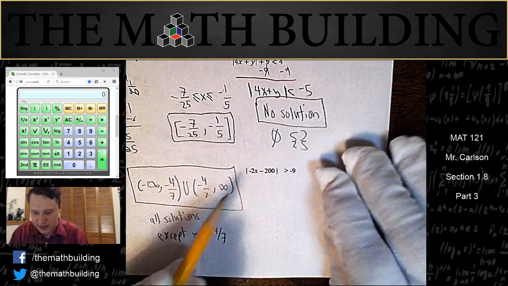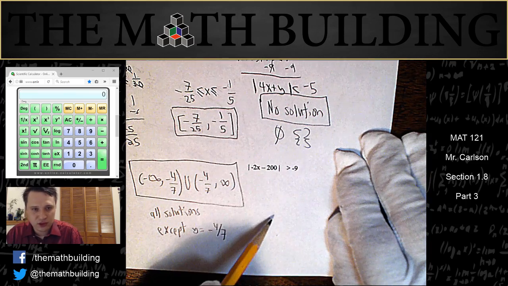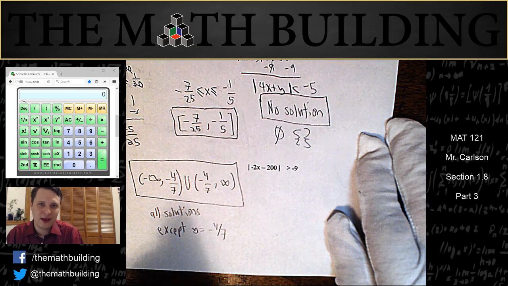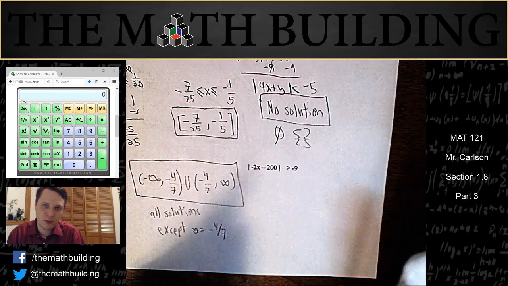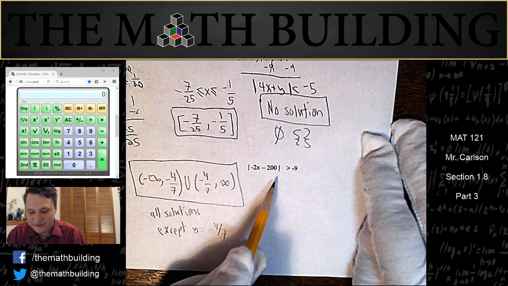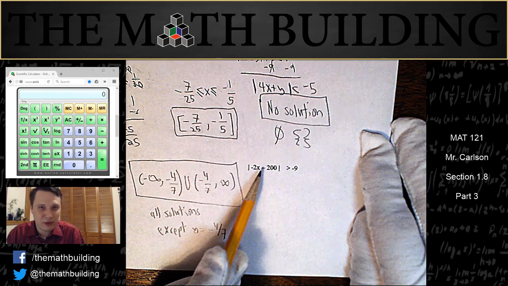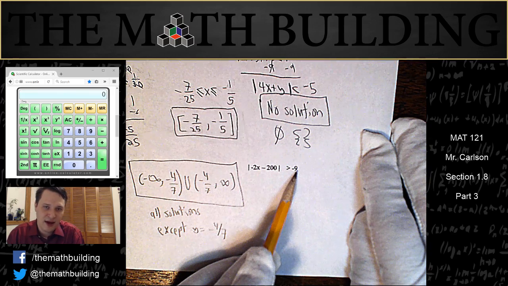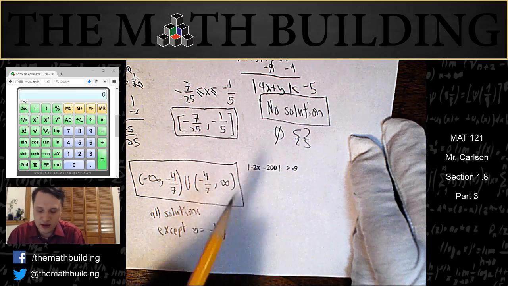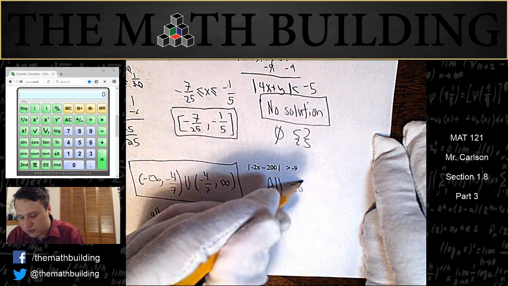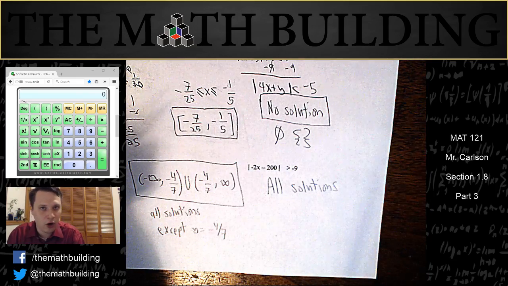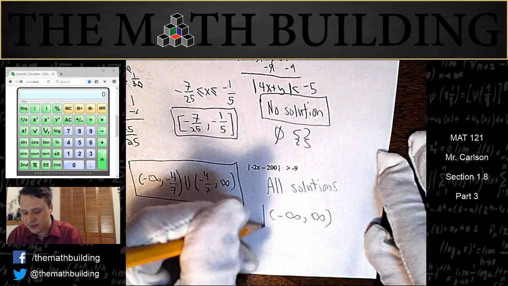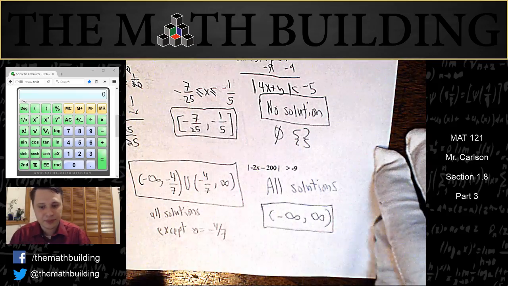Last problem, and I'm losing my light. What are the solutions to this? The absolute value of this stuff is bigger than -9. What do you think? No solution? Infinite solutions? Somewhere in between? This over here is always going to be positive. The absolute value of this is always positive, so that's always going to be bigger than a negative number, whether it's 9 or any other negative number. So this is all solutions, or infinite solutions, or all real numbers. In interval notation, it's negative infinity to infinity. That's how you represent the entire number line.